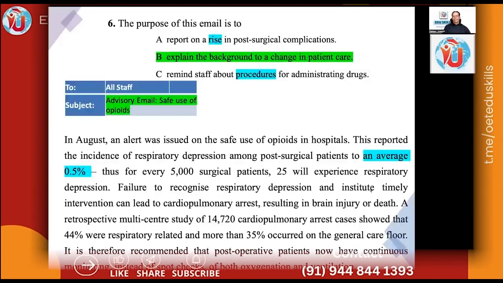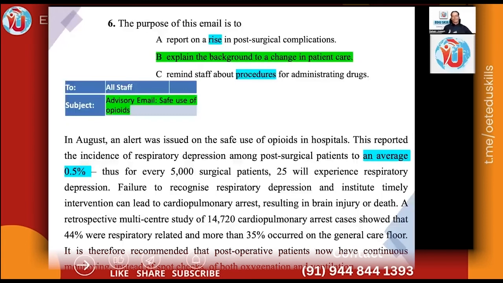Third one is remind staff about procedures for administering drugs. So the first one is reporting language. Second one is process or procedure, step by step, 1, 2, 3, 4. In the previous session, I explained how in Part A, I think Text D was about a procedure. So 1, 2, 3, 4, 5, 6, 8 steps were given. So this doesn't give any steps. This process is not there.